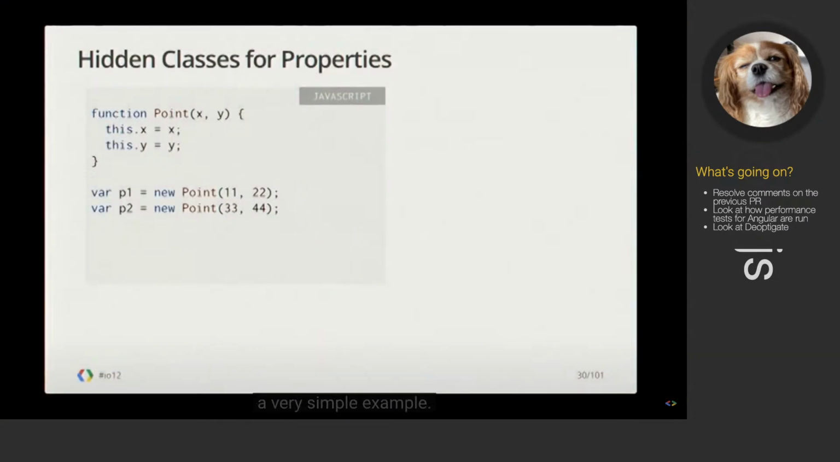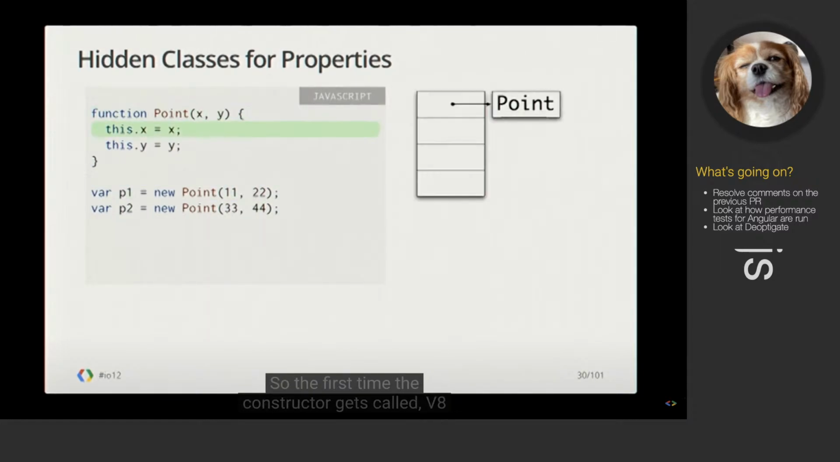I'd like to show you how this works in a very simple example. So I've got a constructor function here for an object point, and I'm going to instantiate it twice. All right. Let's see actually what V8 does behind the scenes. So the first time the constructor gets called, V8 creates a new hidden class. What you see here on the right-hand side is the new point object. The first entry in the point object is a pointer to an empty point hidden class.